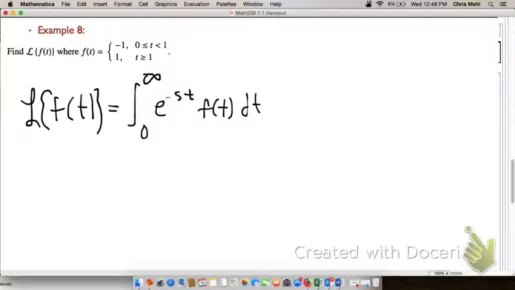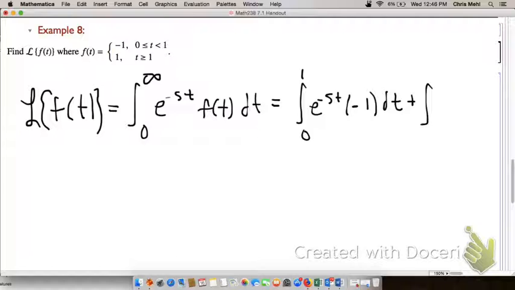And then since the piecewise function is broken up at t equals +1, we can now split this up into two integrals. So we can do the integral from 0 to 1 of e to the minus st, but on that interval from 0 to 1, f of t is going to be negative 1. And then we're going to do plus the integral from 1 to infinity of e to the minus st, and as long as t is greater than 1, f of t is equal to positive 1.